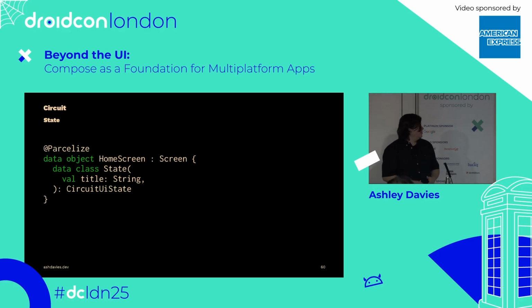Screens are keyed against the Screen interface as well, and the UDF concept revolves around your state. It does need to be Parcelable, so you need to use the Parcelize annotation. The screen type extends from Parcelable as well, so you need to be aware of that. But that's how Android can manage your backstack in a way that works on Android.